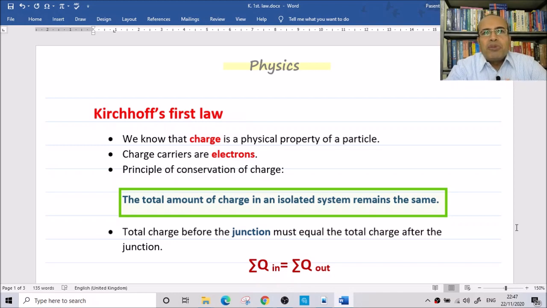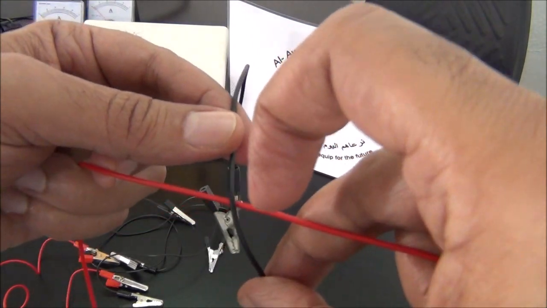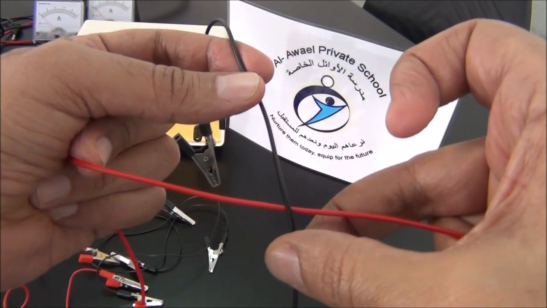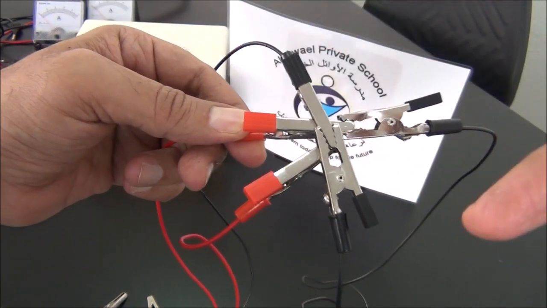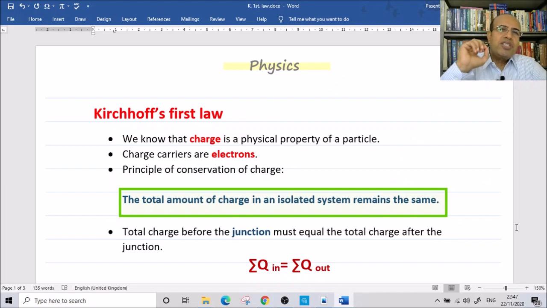The total amount of charge in an isolated system remains the same. It means the number of electrons entering a junction... What do you mean by junction? This is not a junction. This point is not a junction. It is just a wire up to another wire. This is called a junction. It is the point of connection of the wires in the circuit.